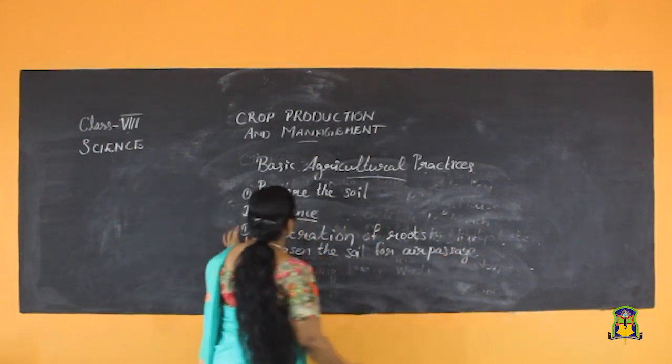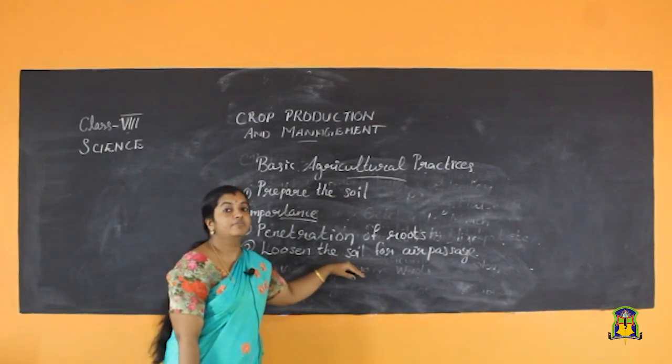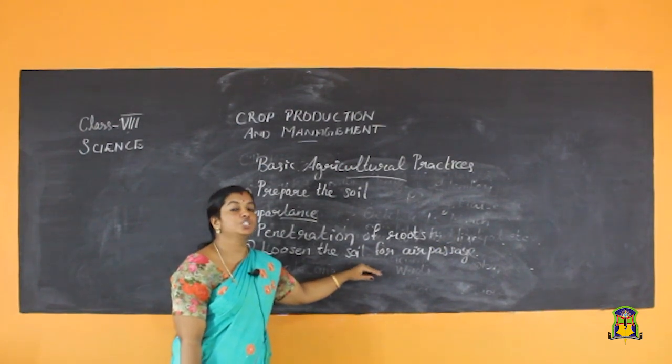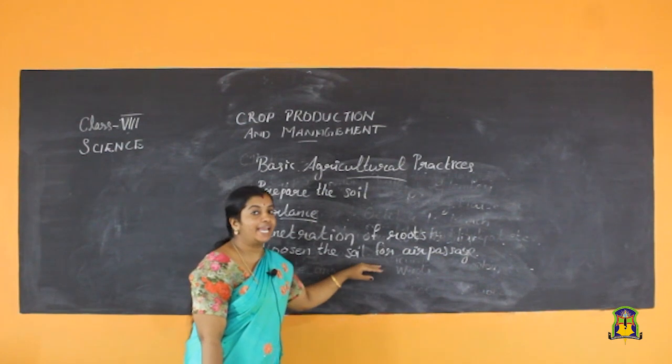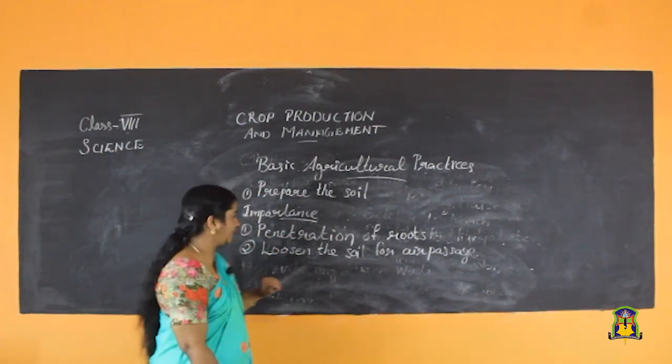That is, when we prepare the soil or when we loosen the soil, it becomes loose and there will be proper air circulation deep into the soil, which is very essential for the roots to breathe in. So, it also helps to loosen the air passage or loosen the soil for passage of the air properly.